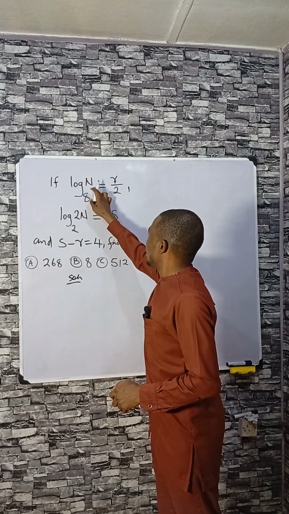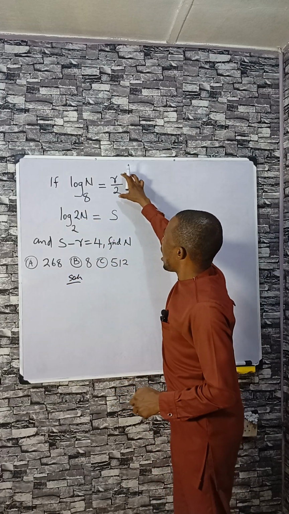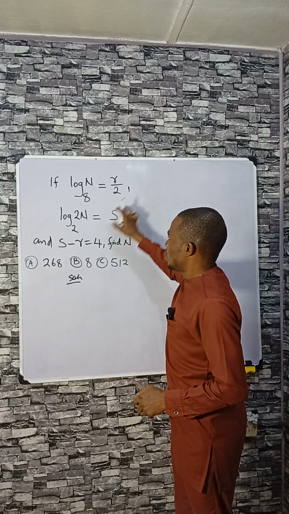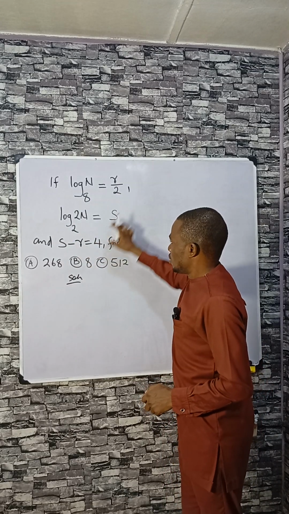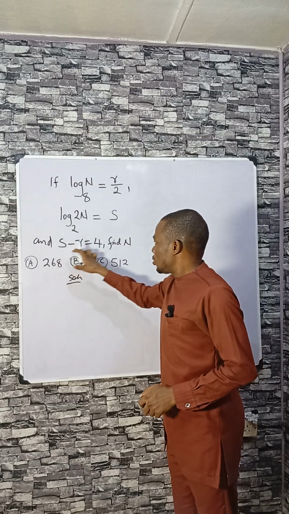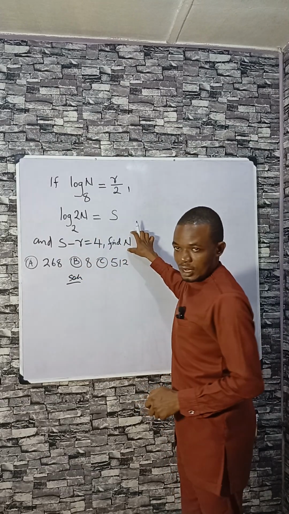given that log₈ base 8 equals r divided by 2 and log₂n base 2 equals s, when s minus r equals 4, find the value of n.